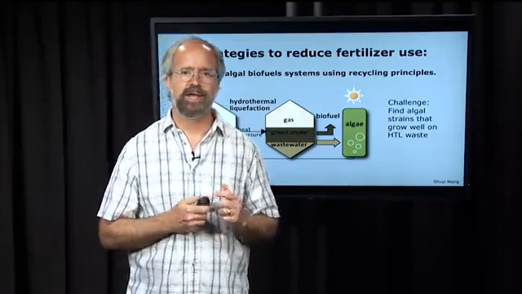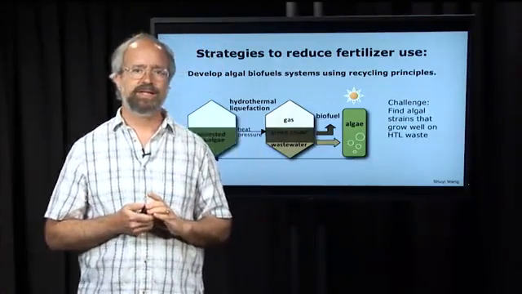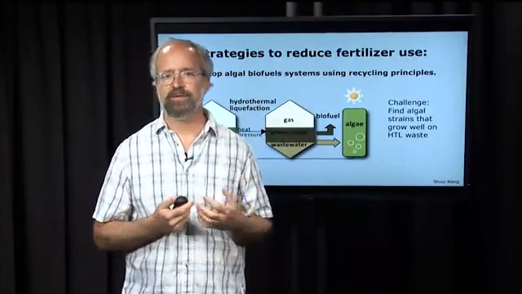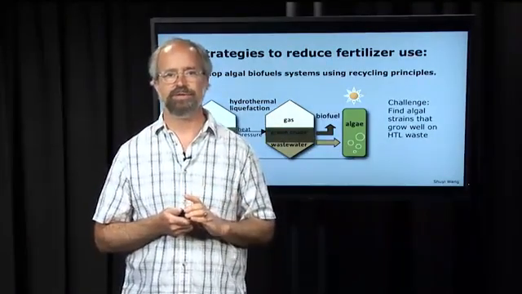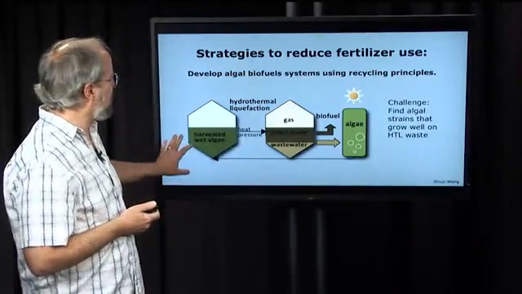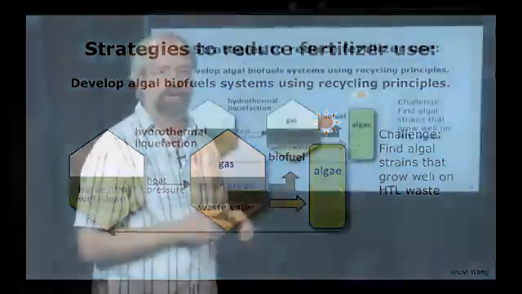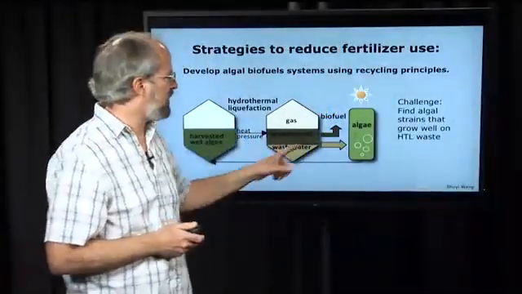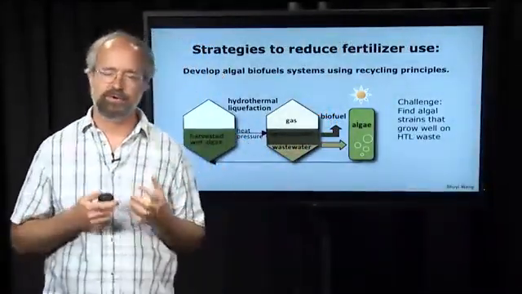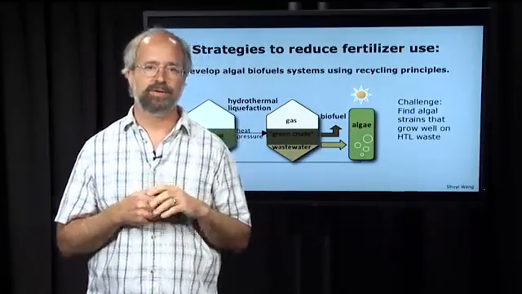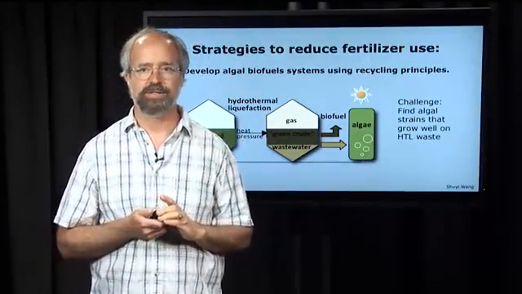Another strategy, again related to algal biofuels, is to develop algal biofuel systems from the ground up that take advantage of nutrient recycling. This is an example of that. We could grow algae in a pond, harvest the algae, and then use a process called hydrothermal liquefaction. That will generate a green crude, which we can use for biofuel. Then we can use the wastewater to regrow the algae. So the idea is that we can develop a closed system, or a relatively closed system, where we don't have to continually be putting in nutrient supplies.